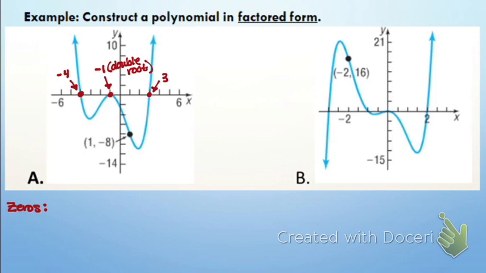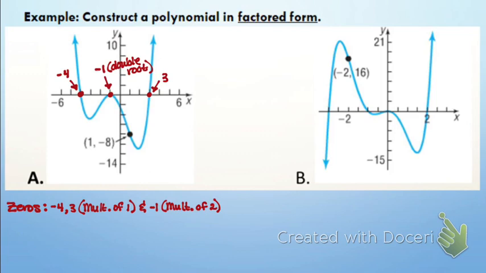So I have zeros of -4 and 3 of multiplicity 1. Thank you, sir. And -1 that has multiplicity 2. Multiplicity is the same, if I have a multiplicity of 2, same exact thing as a double root.